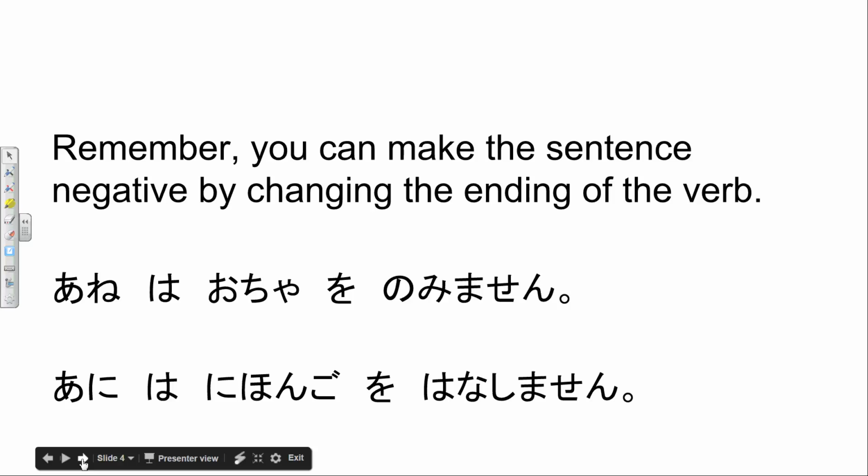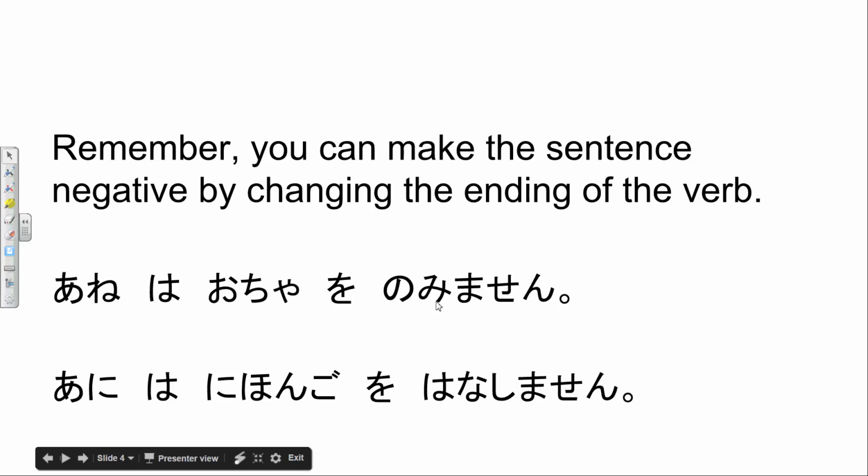And to make this negative, you just change the ending from masu to masen. Ane wa ocha o nomimasen. For my older sister does not drink tea. Ani wa nihongo o hanashimasen. Same thing. My older brother does not speak Japanese.